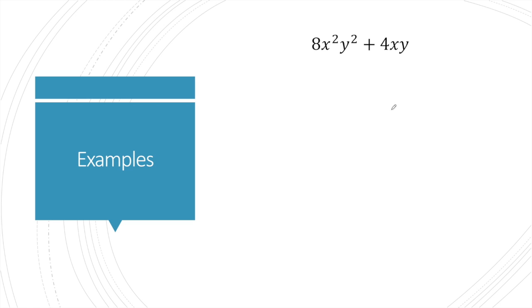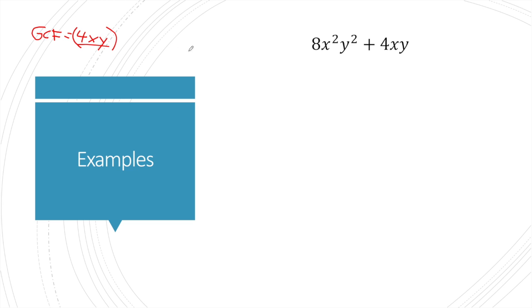Our next example, I have 8x squared y squared plus 4xy. So I need to figure out what the greatest common factor is. I'm going to do that over here. The way I like to do that is go by the constant, then each variable. So the greatest common factor of 8 and 4 is going to be 4. The greatest common factor of x squared and x is going to be a single x. And the greatest common factor of y squared and y is going to be a single y. So here my greatest common factor is 4xy.